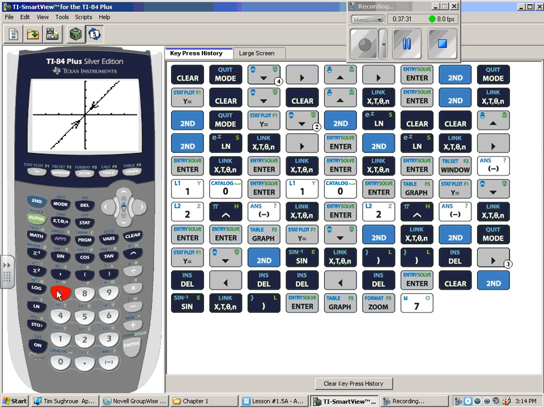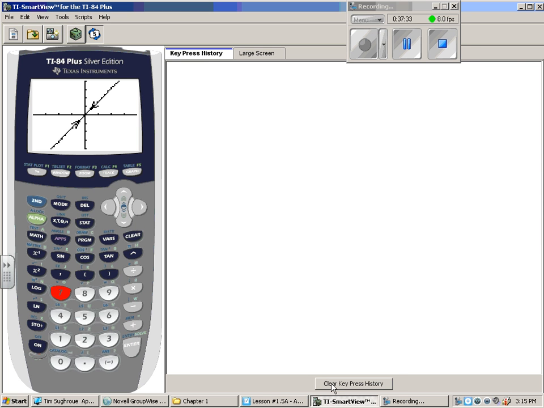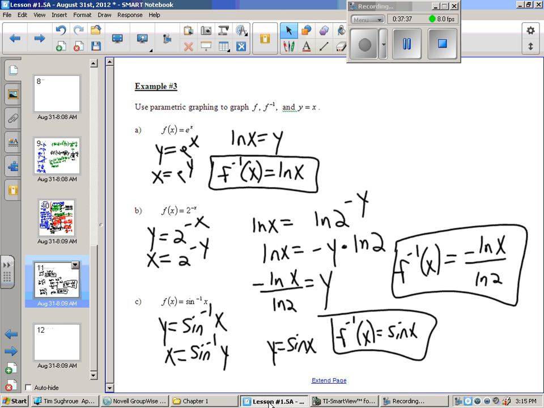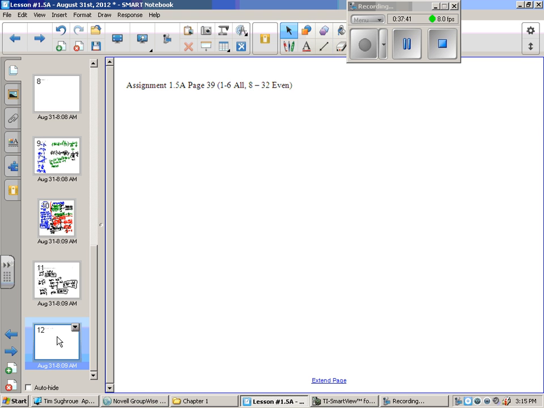Okay? That's it for 1.5a. I know we skipped the one. We may talk about it a little bit more in class. When you come back to the lesson, here is the assignment. 1 through 6, 8 through 32 even. Work on them the best you can.